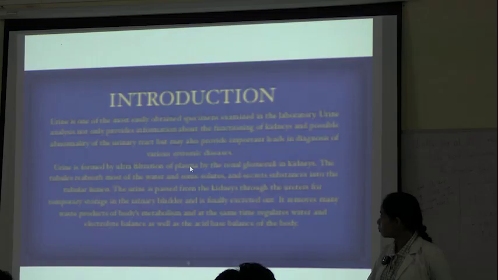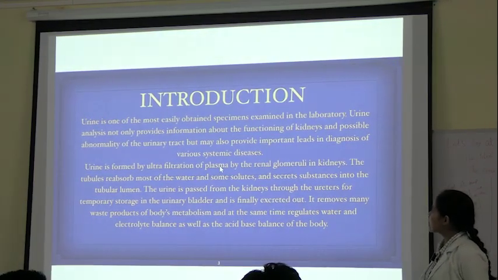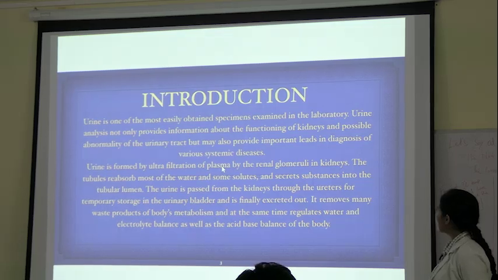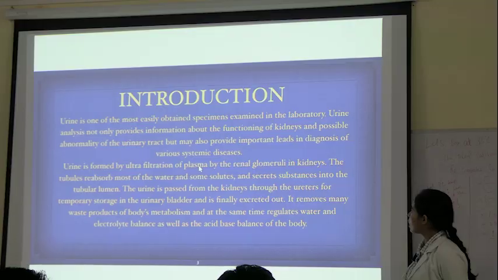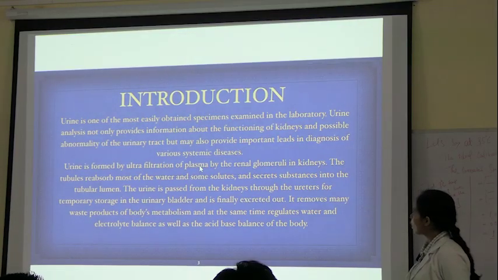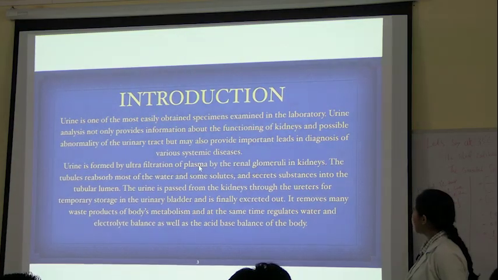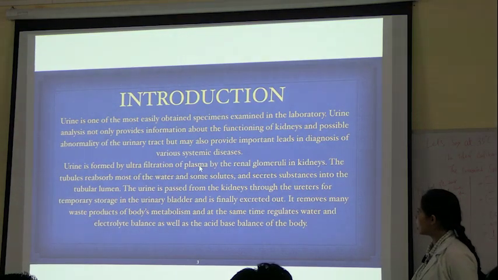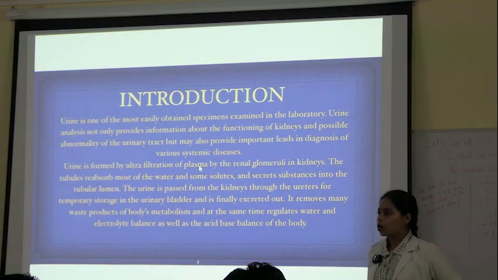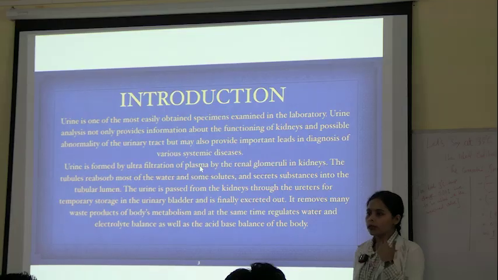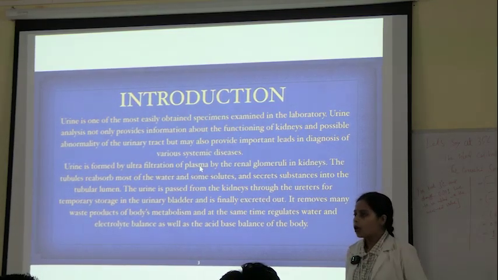Okay. Now, introduction. Urine is one of the most easily obtained specimens examined in the laboratory. Urine analysis not only provides information about the functioning of the kidneys and possible abnormality of the urinary tract, but may also provide important leads in diagnosis of various systemic diseases. Now, when we go to a doctor, the advice is for a urine test, right? It helps us in the diagnosis of the disease. It gives us an idea, like it could lead to that particular disease.